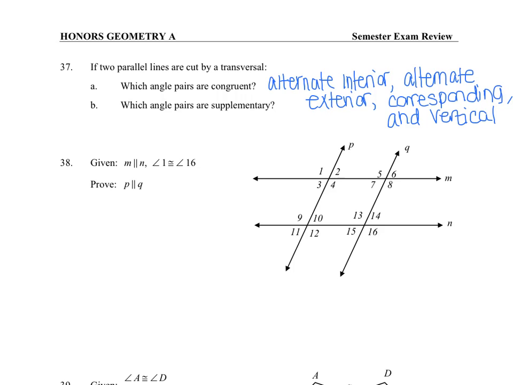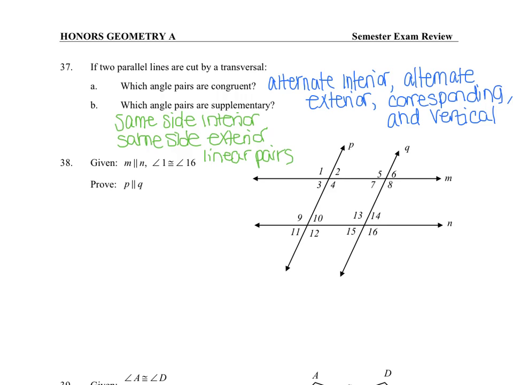Then we're asked which angle pairs are supplementary. Well, same side interior angles are going to be supplementary. Same side exterior angles are going to be supplementary. And then all linear pairs are obviously supplementary.